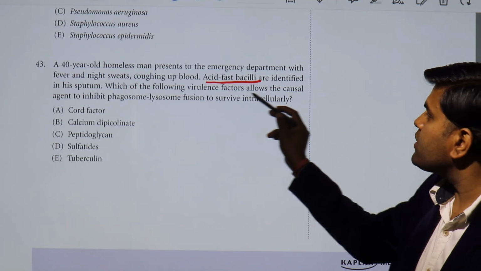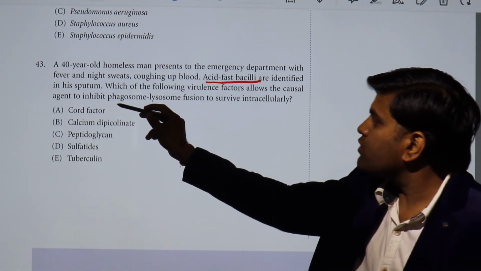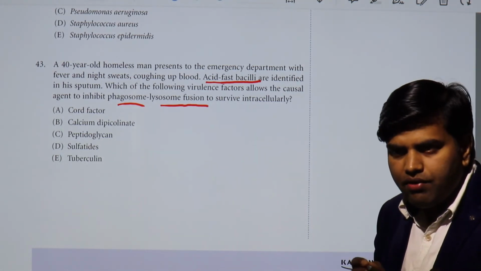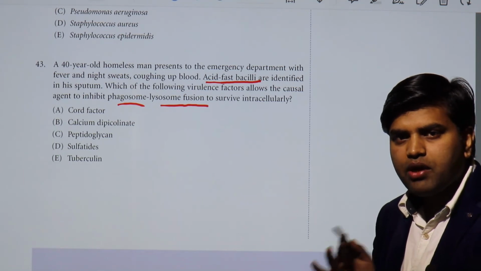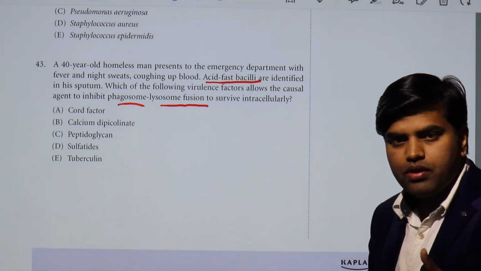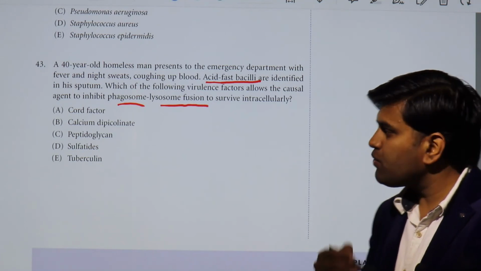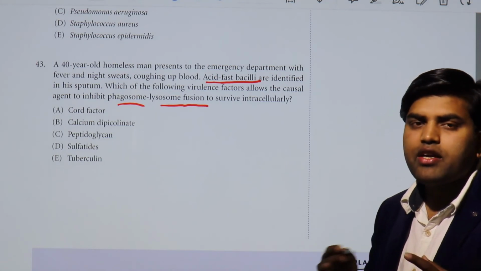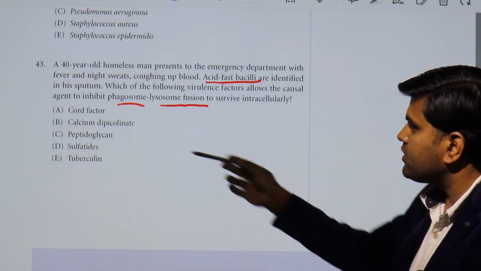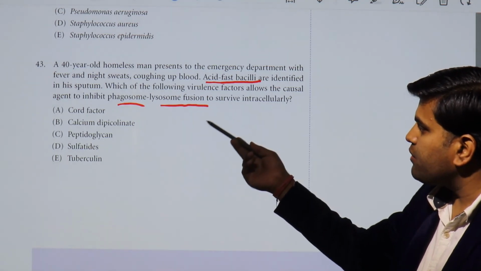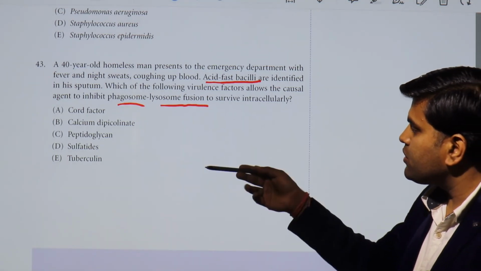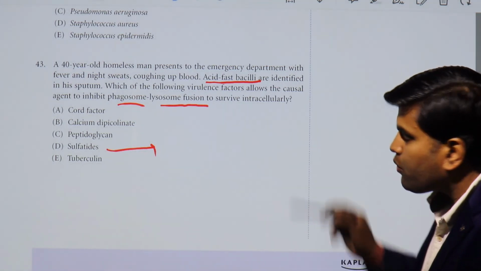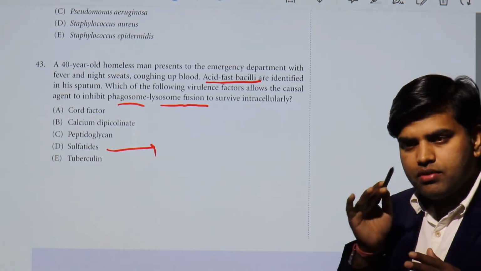Now, which of the following virulence factors allows the causative agent to inhibit phagosome-lysosome fusion? They haven't asked you about Mycobacterium tuberculosis itself. They have asked about the mechanism by which it stops the fusion between the phagosome and lysosome. Cord factor is responsible for the serpentine growth of the organism in culture media. Calcium dipicolinate is related to spores, and peptidoglycan is gram positive. Tuberculin is a surface protein. Sulfatides inhibit the fusion of the phagosome and lysosome.